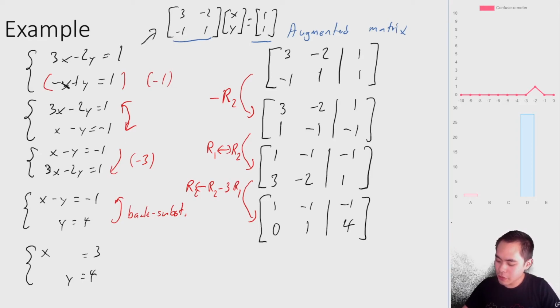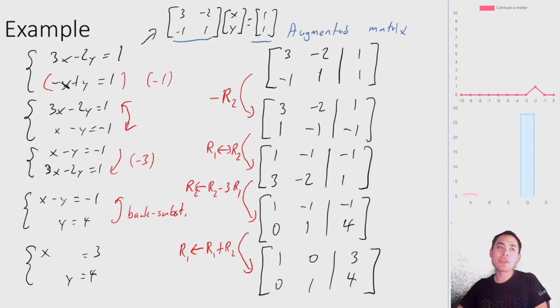And then we can do a final operation where we do this back substitution. So row 1 is going to be row 1 plus row 2. And you end up with a matrix 1, 0, 0, 1, and this is going to be 3 and 4.